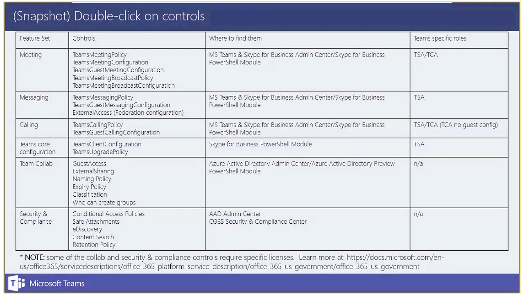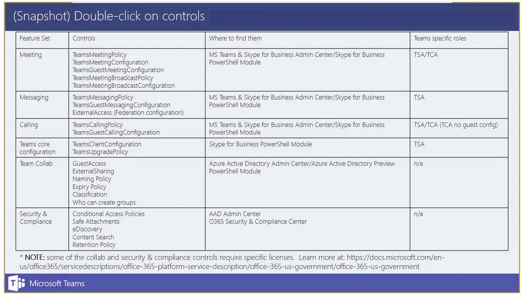Quick double click on what controls there are. And this is a point in time view. We are constantly bringing in new policies and configurations so that you can manage different parts of the experience. I think that this is a useful view to start looking at the richness of configuration elements that you have at your disposal. So if you think about what you have available for managing meetings, you have the meeting policy, meeting configuration, a set of policies and configurations for live events, and then also a guest meeting configuration.